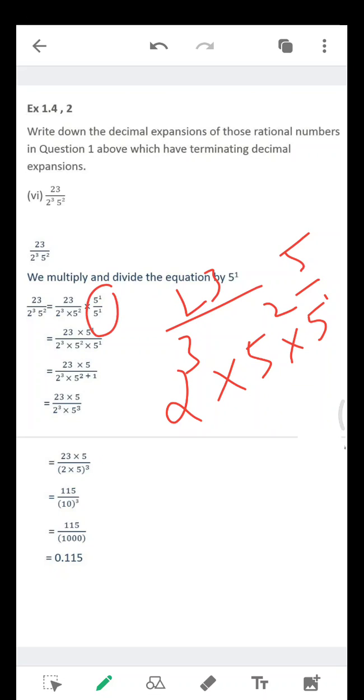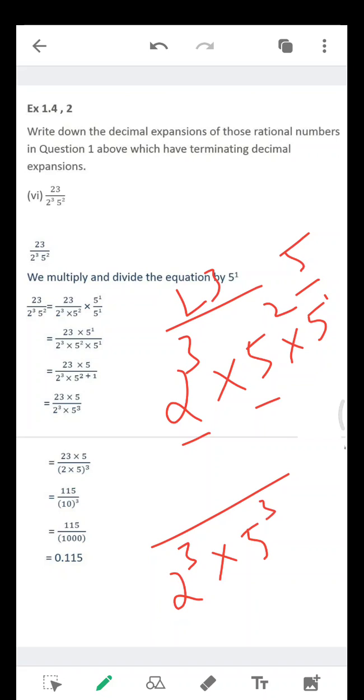23 by 2 cube into 5 square, multiplied by 5 by 5, you can see here. Then this becomes 5 cube, and 2 into 5 whole cube becomes 1000. And this numerator 23 is multiplied by 5, because we are multiplying 5 by 5, so it becomes 115. So 115 by 1000 becomes 0.115. This is the procedure. If I say it in the simplest way, you should make the powers of 2's and 5's equal. Like here I made 2 cube and 5 cube. If 2 is missing you can multiply by 2, or if 5 is missing, you can multiply by 5.